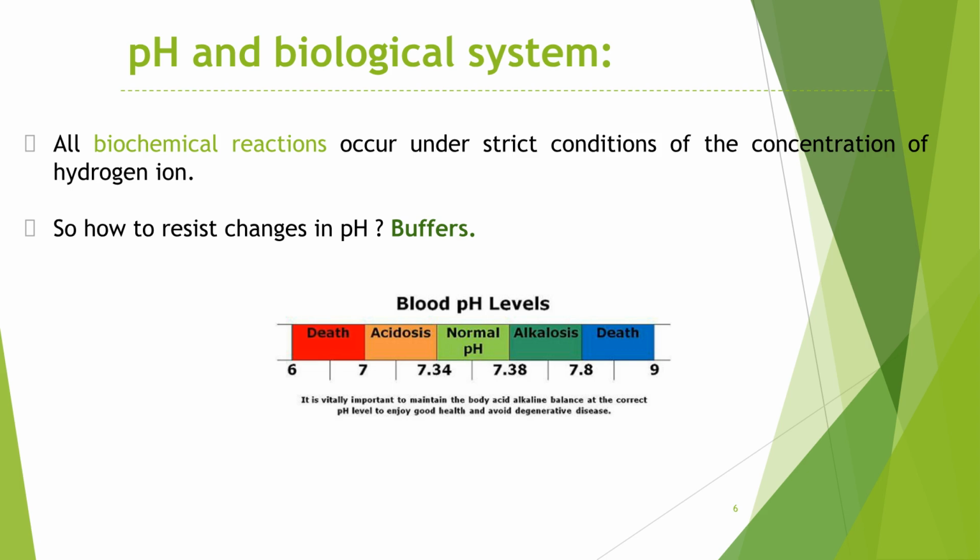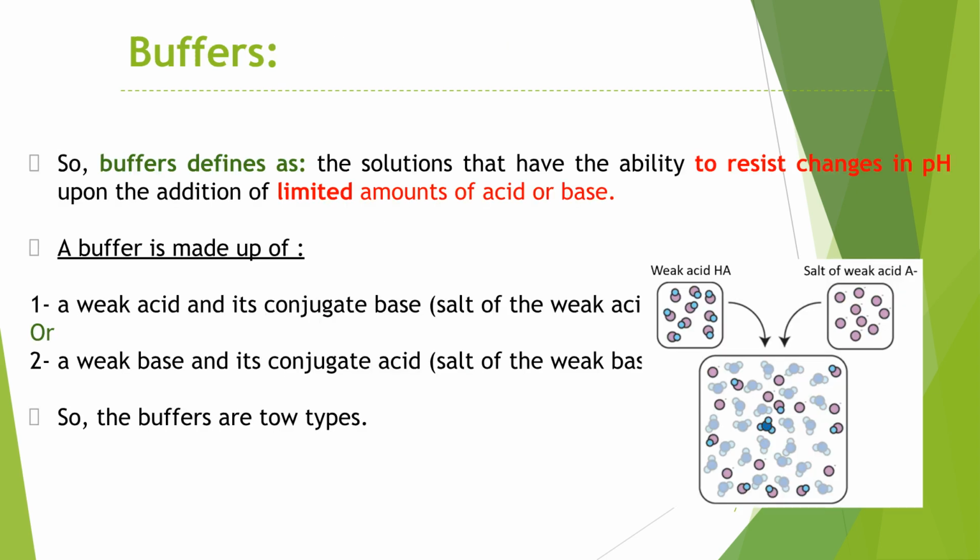All biochemical reactions require strict control over hydrogen ion concentration. Buffers help resist changes in pH. Buffers are solutions that resist changes in pH when small amounts of acid or base are added. They consist of a weak acid and its conjugate base, or a weak base and its conjugate acid.